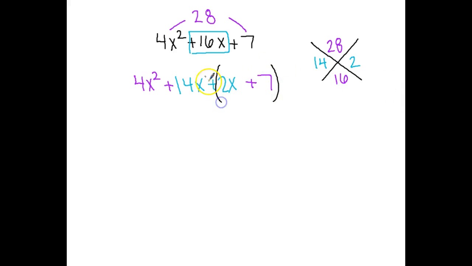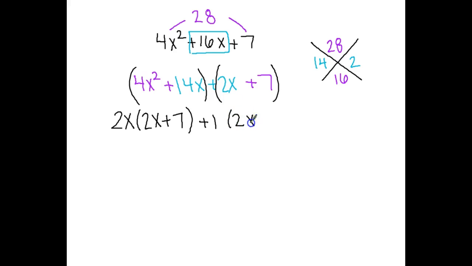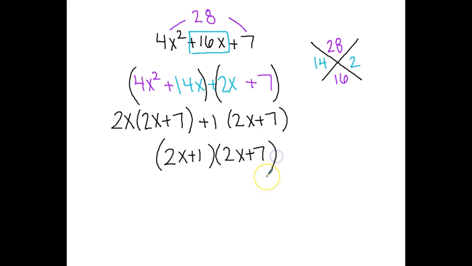Group the last 2, group the first 2. Find your GCF. If you look at the second set of parentheses, you have 2x plus 7. The GCF of that is simply a 1. Since I can't take out a number and I can't take out an x, it's always just a 1. What's in my parentheses matches. So I get 2x plus 1 and 2x plus 7.